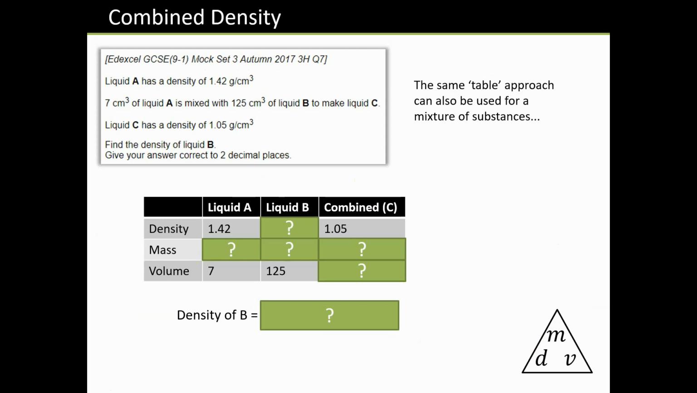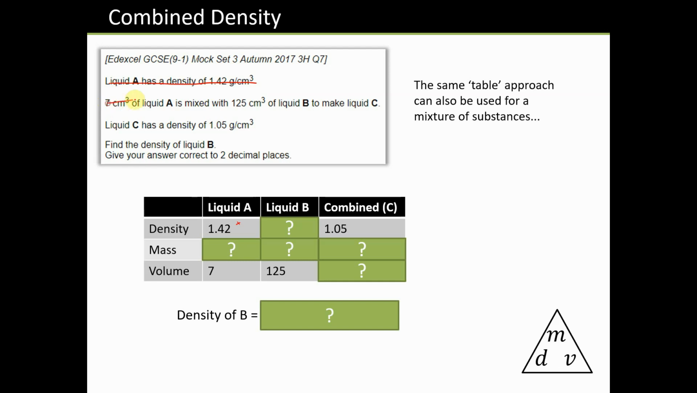Okay. Yeah, it works with density as well, so I'm going to do a density question here. So this might be a bit more in your head, because this is kind of the stuff we did on Thursday. Again, I'm going to show you where my information's come from. I've got liquid A, liquid B, and then combined, which is C. So we put A and B together to get C. Liquid A has a density of 1.42. I've put that here, so I'll cross that off once I've used it.